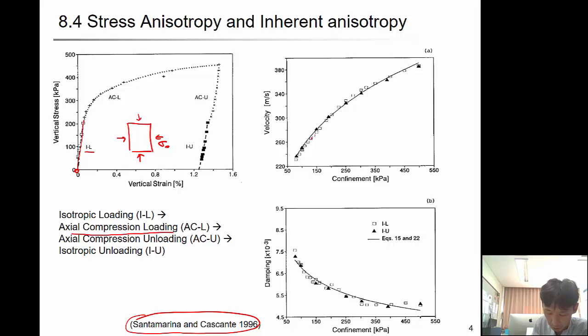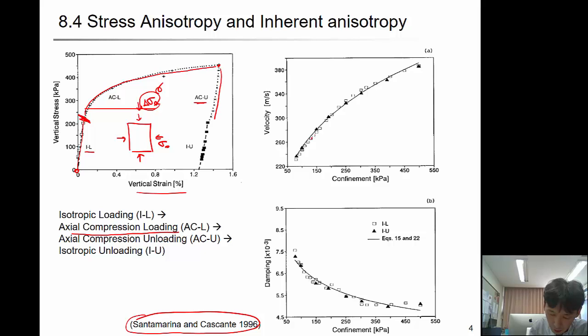They applied axial compression loading, an additional axial stress, from this point up to this point, so that the vertical strain is induced by about 1.4%. After that, this is removed, so the unloading goes down, and when all the deviator stress is gone, I think it is at the same level, right? Then isotropic unloading, so sigma naught is removed.